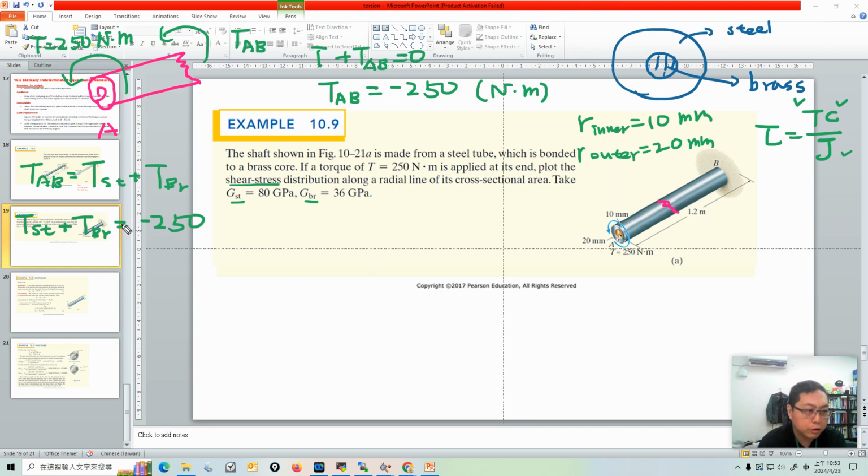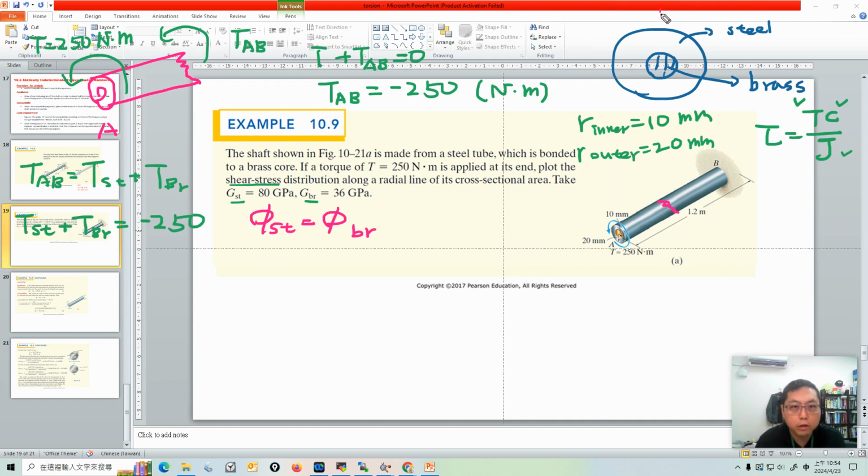This is the so-called statically indeterminate problem. If you use rigid body equilibrium, you still cannot solve the problem. So you need to find the so-called compatibility equation. What is the compatibility equation here? In this problem, the compatibility equation is that the angle of twist of the steel is equal to the angle of twist of the brass, because this is a coaxial member.